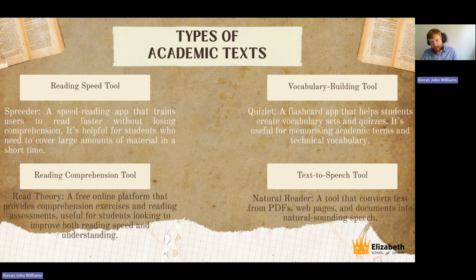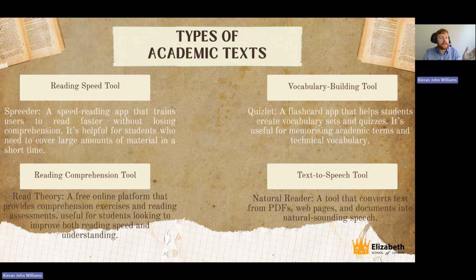The other tools here on the right-hand side are your vocabulary building tools. We looked at the academic word list before, but there are things like Quizlet. We mentioned flashcards, so that is one of those sites that you could use: word on one side, meaning on the other side. It will help you to remember the meanings of words.